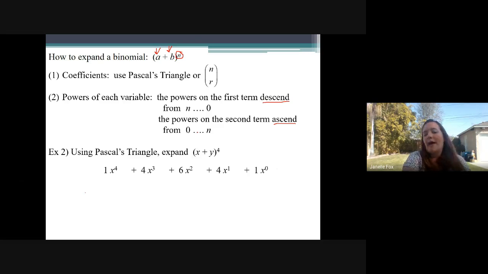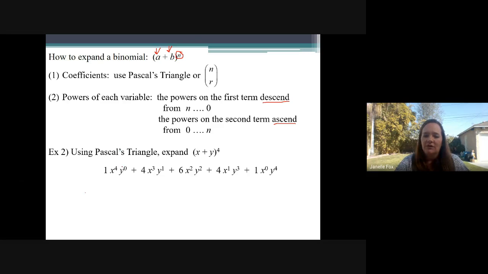Then I'm going to go back through the expression and put the y's. So y to the 0, and then this one's going up: y to the first, y to the second, y to the third, and y to the fourth. You would clean this up if you needed to. Now, this one's pretty basic. You're not raising any other numbers to the powers. It's just an x and just a y.